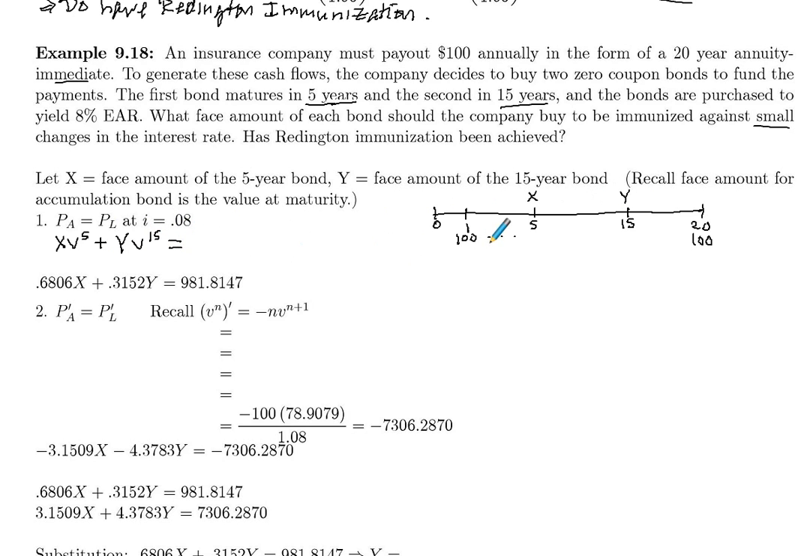And then this is just a constant annuity immediate, and the present value of an annuity immediate of $1 is going to be A angle N. Well, this is $100, so this is just going to be 100 A angle N, and N is 20, so it's going to be 100 A angle 20. So that's our first condition. And this is going to be, again, at the yield of I equals 0.08.